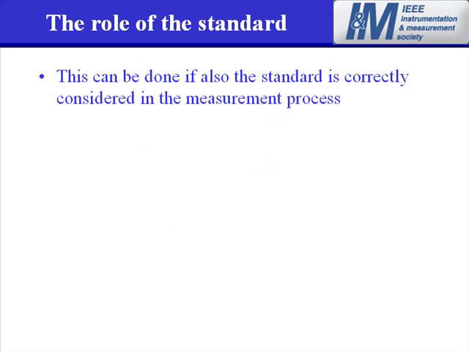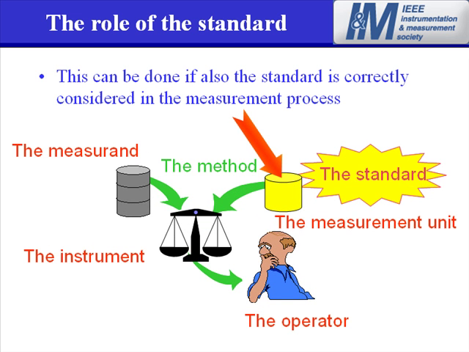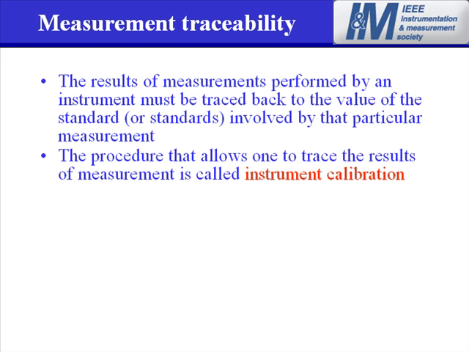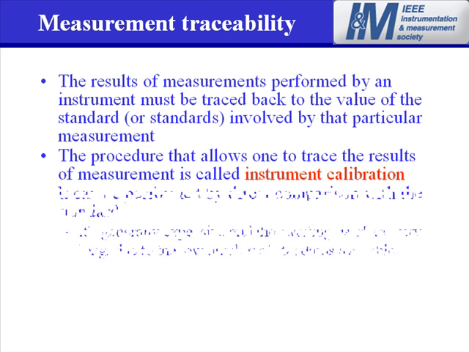So the answer to this question can be found in the role played by the standard. Do you remember that we considered the standard in our model of measurement process, and then we have not mentioned it until now? Well, it's time to consider it. Any measurement result must be traced back to the value of the standards involved by that particular measurement. This procedure is called instrument calibration. We can implement it in two ways.